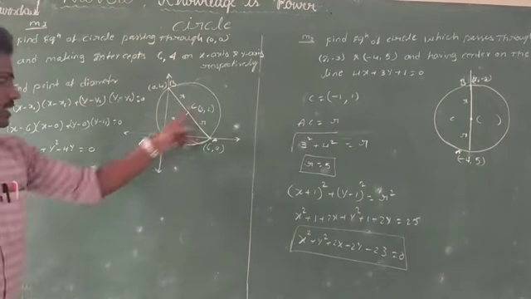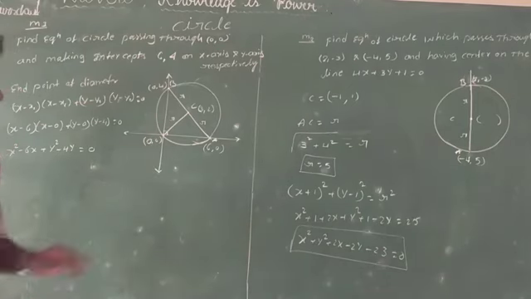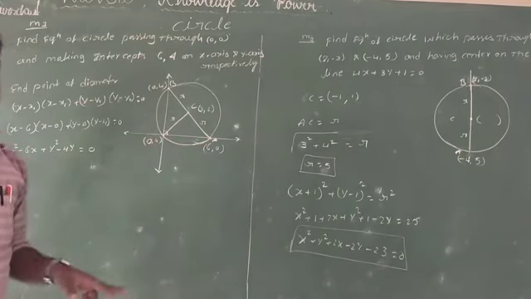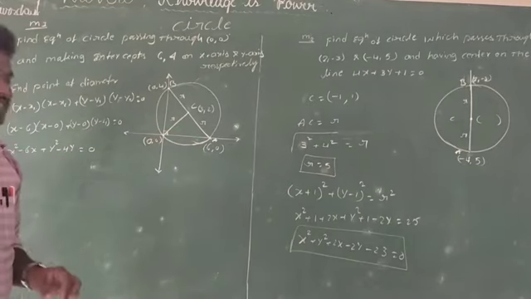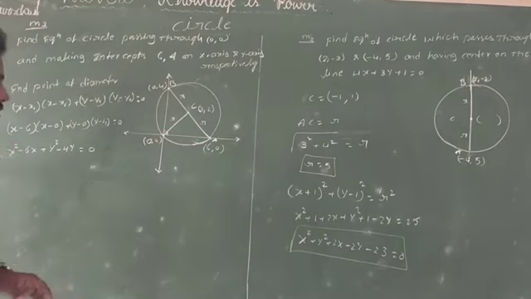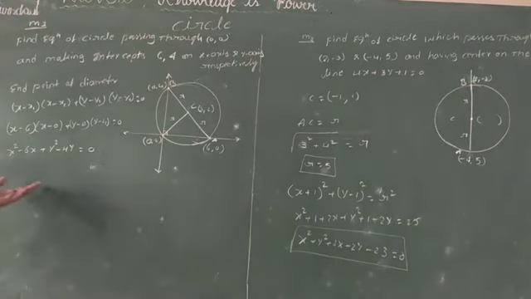So the distance is root over 3 square plus 4 square, that is root 13. So the distance is root 13, that is the value. Definitely the root 13 value here, so you can apply that.